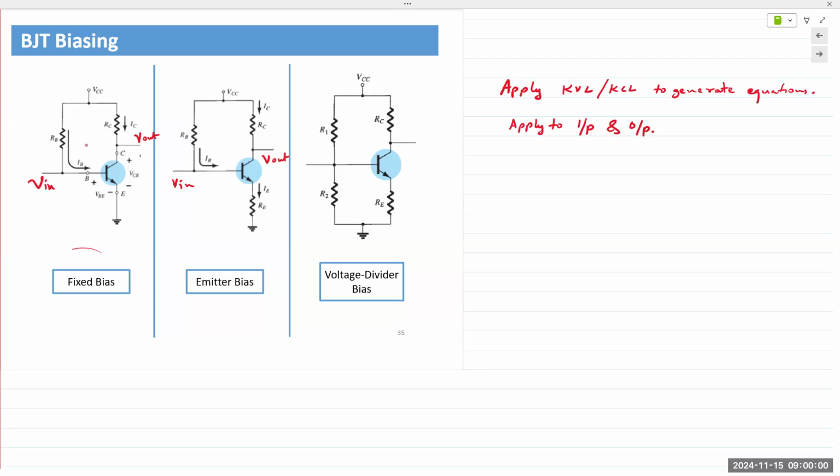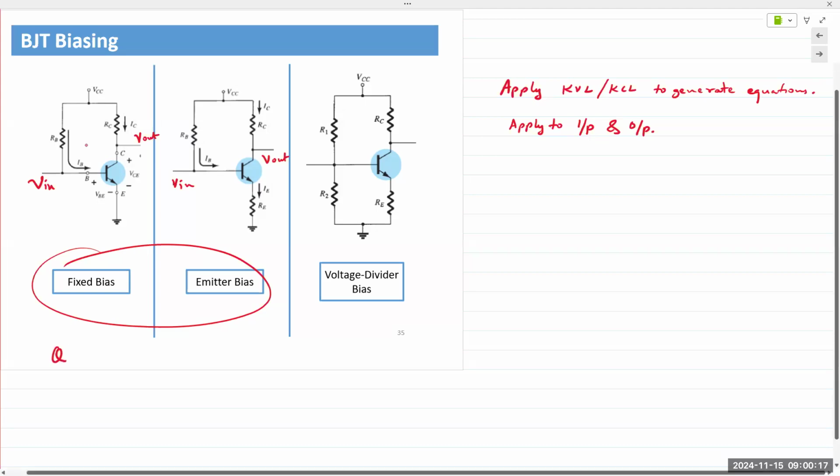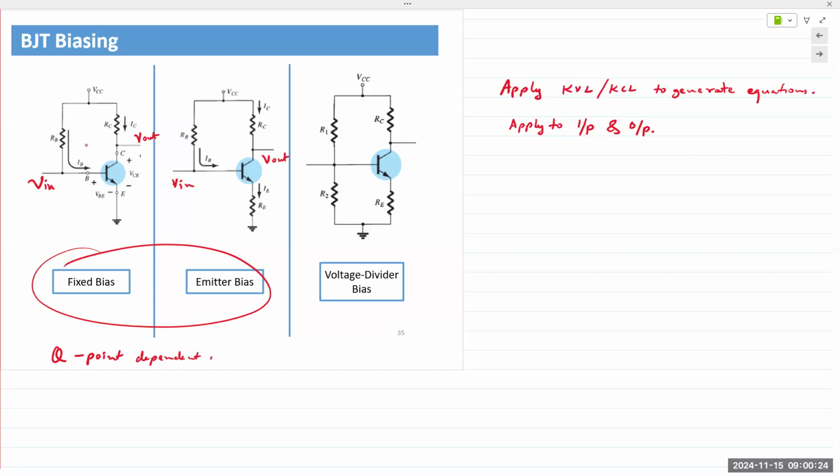The drawbacks of both fixed bias and emitter bias is that the output current is highly dependent on beta, or the Q point becomes dependent on beta. And if it's dependent on beta, that means your biasing circuit, or your values of the resistors and the voltages that you use, would work for one BJT, but could not work for another one. So we want to design a circuit that is independent of beta, and that's where the voltage divider bias comes in.